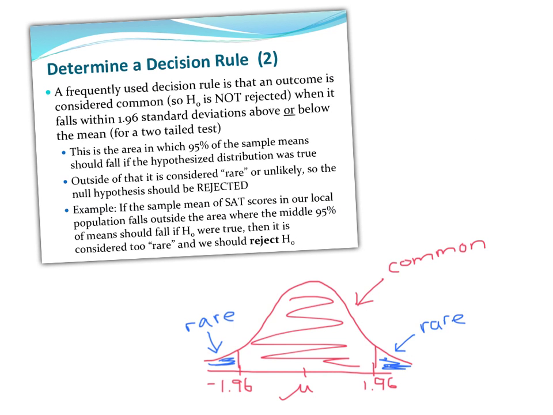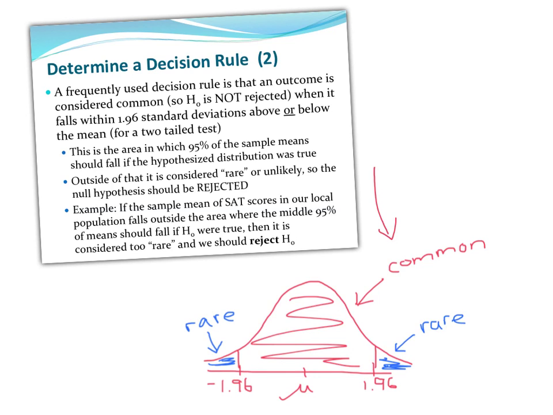A frequently used decision rule is that an outcome is considered common, so the null is not rejected, when it falls within 1.96 standard deviations above or below the mean, for what we call a two-tailed test, which we'll talk about. We touched on a similar concept back when we said about 95% of the observations in a distribution fall within 2 standard deviations of the mean. To be exact, using the z-distribution, 95% of the observations fall within 1.96 standard deviations from the mean.